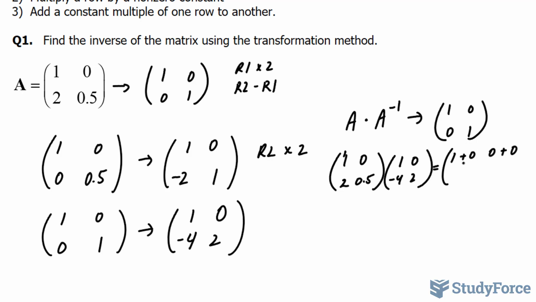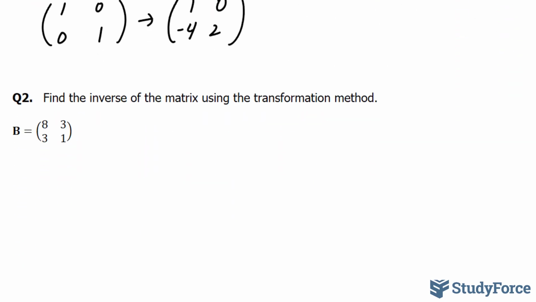So this becomes a 1, and this becomes a 0. 2 times 1 is 2, and half times negative 4 is negative 2. This becomes 0. 2 times 0 is 0. Half times 2 is 1, and that becomes 1. This is our identity matrix. Therefore, this is done correctly. Let's move on to question 2.